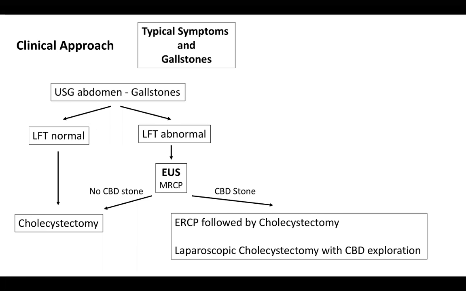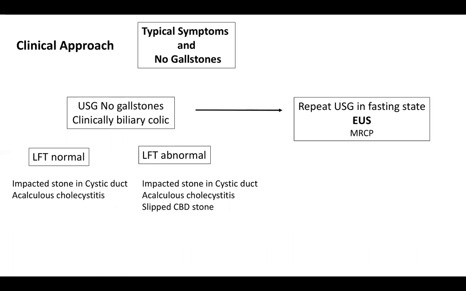Now, in a patient with biliary colic and gallstones, LFT normal, proceed with cholecystectomy. LFT abnormal, image further, EUS or MRCP based on availability. No CBD stone, proceed with cholecystectomy. CBD stone, two options: ERCP followed by cholecystectomy, or lap cholecystectomy with CBD exploration, depending on the facilities available and the size of the common bile duct.